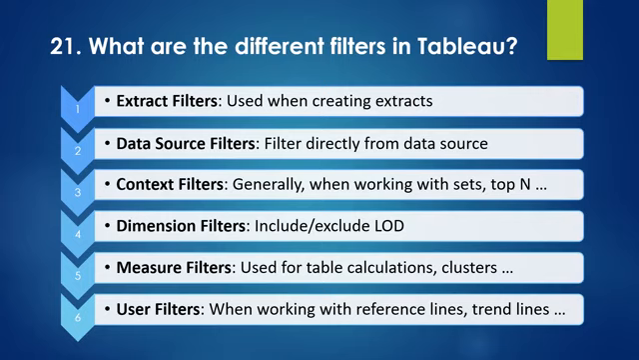Next, we have the different filters in Tableau. As we can see here, we have 6 types. We have extract filters that are used when creating extracts, and data source filters, which directly filter from the data source. We have context filters. Generally, when working with sets, for example, if you want to create top 10 customers in a given city depending on a condition, you are going to use context filters. We have dimension filters for include and exclude LOD, where LOD stands for level of detail. We have measure filters, which are used for table calculations, clusters, etc. And finally, we have user filters. The user filters are used when working with reference lines and trend lines.